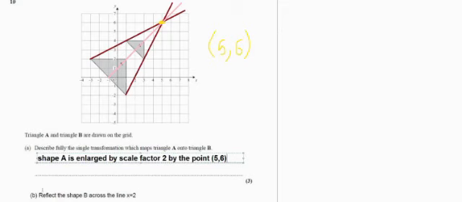Now let's answer question B. Reflect the shape B across the line x equal to. The line x equal to is always parallel to the y-axis. So let's draw the line x equal to. Here it is.